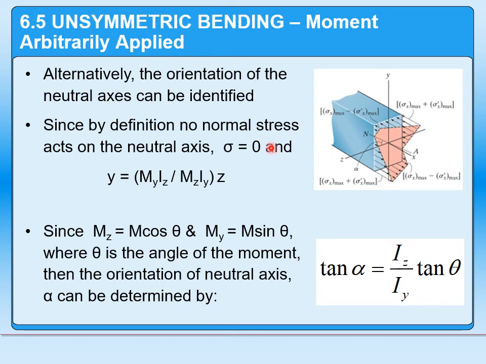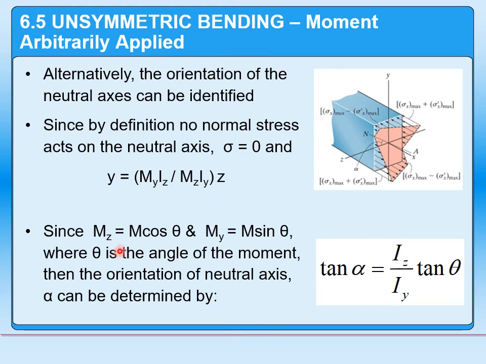Now, to accomplish that, if we take a look at our definition of the neutral axis, again, it's where the stress is equal to 0, we can easily show that y has to be equal to M_y times I_z divided by M_z times I_y, all times z. Right? Because they have to sum together to equal 0. Remember back to the previous equation, so they need to cancel each other out.